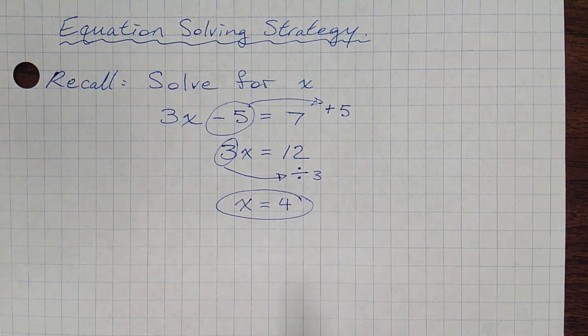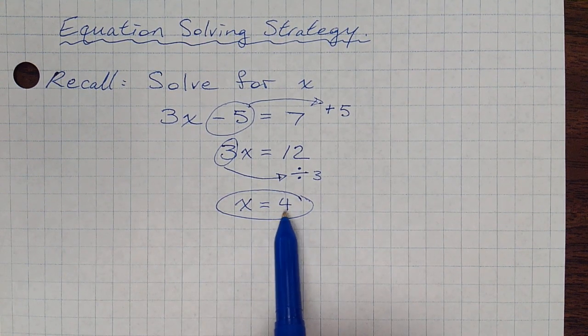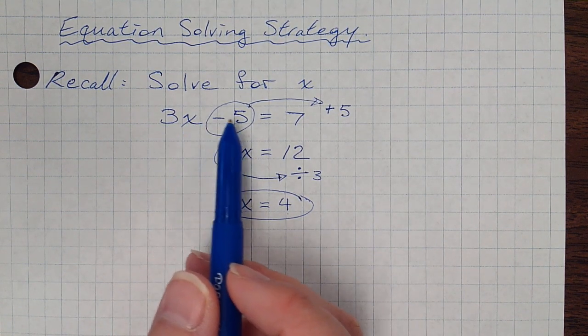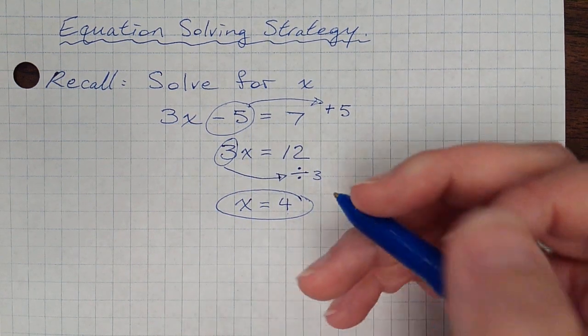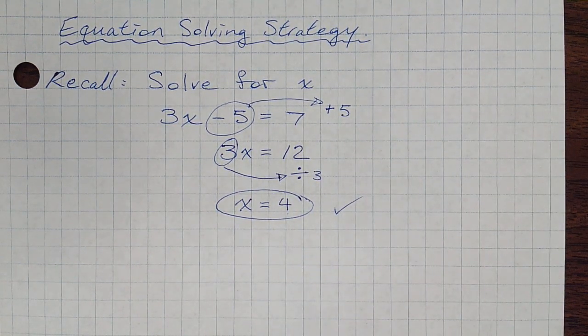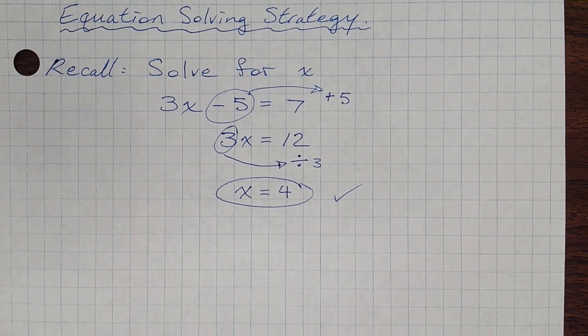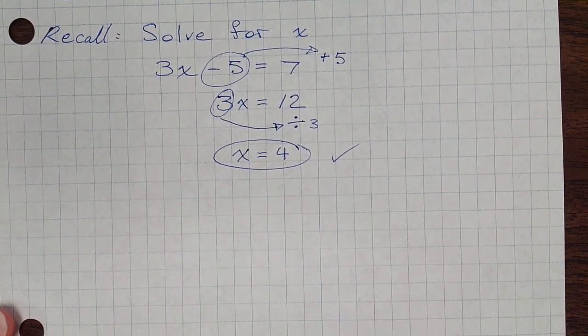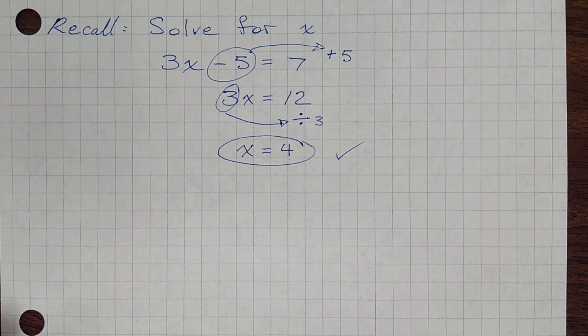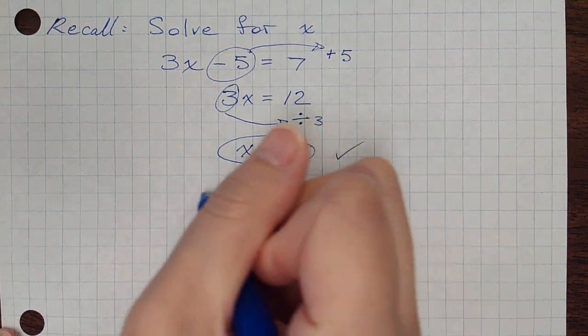How do I check if my answer is correct? Andre? Sub it back here. 3 times 4 is 12. 12 minus 5, I do get 7. So, yep, it's correct. Okay, so if you see this question on the test, who thinks you can do it? Good. Okay, everybody should be able to do it.